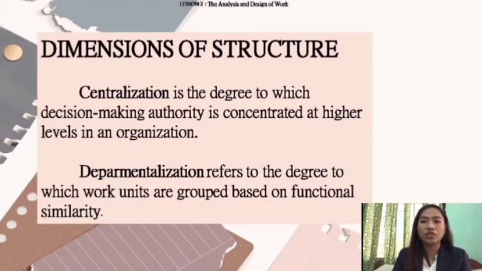Dimensions of structure. Two of the most critical dimensions of organization structure are centralization and departmentalization. Centralization refers to the degree to which decision-making authority is concentrated at higher levels in an organization. In centralized companies, many important decisions are made at higher levels of the hierarchy, while on the other hand, in decentralized companies, decisions are made and problems are solved at lower levels by employees who are closer to the problem in question.